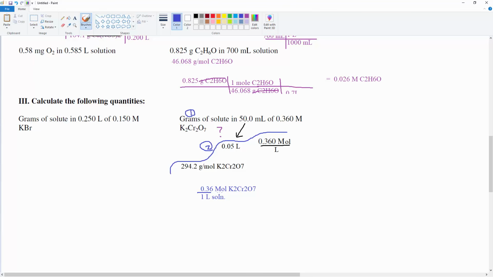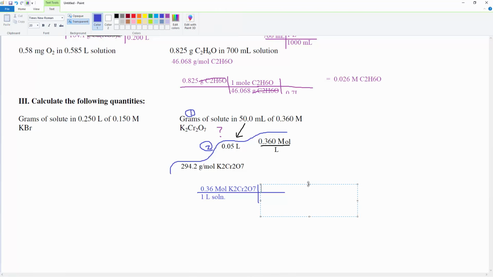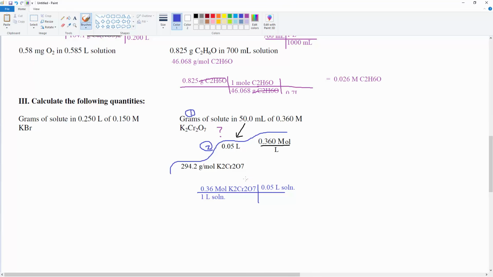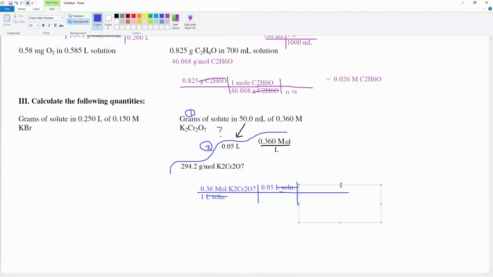Okay, all right. And then we're going to put the 0.05 liters of solution on top. Excellent. And then our liters cancel. Awesome. And now we're at moles and I just need grams. So I'm going to use this piece and I'm going to put it on top because I want the grams on the top and the moles on the bottom.